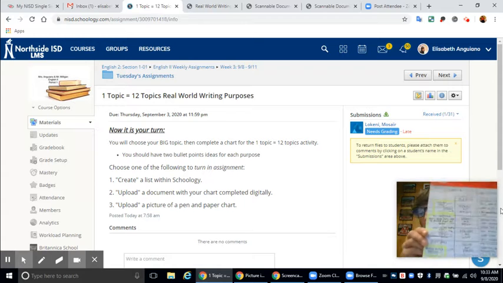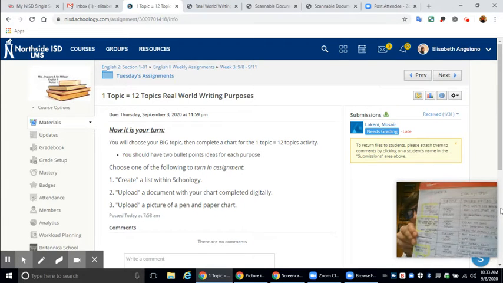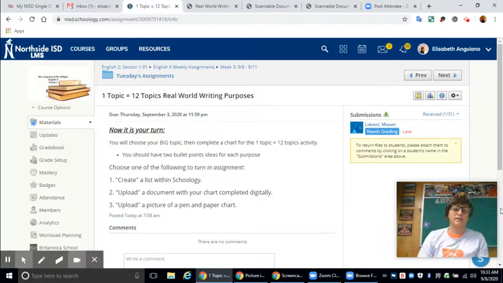The last option is if you're like me and you like pen and paper. You can create your own chart like I did that I shared with you, take a picture of that, and upload the picture in the Schoology assignment. So you have 3 choices of how you can submit. Remember, you need one big topic, then your purposes, and then 2 bullet points for each purpose.